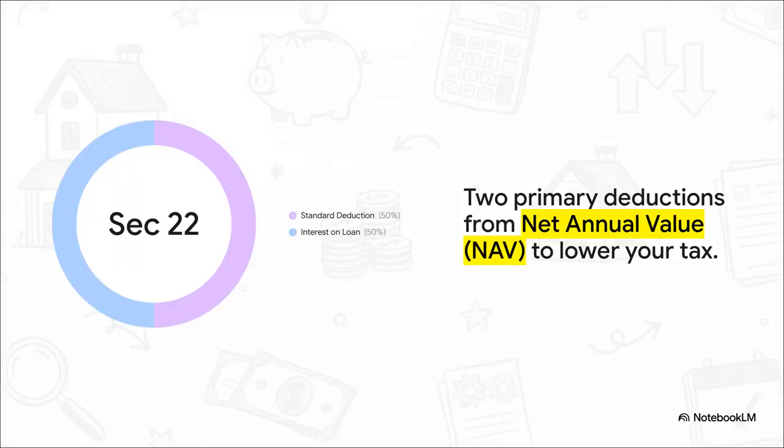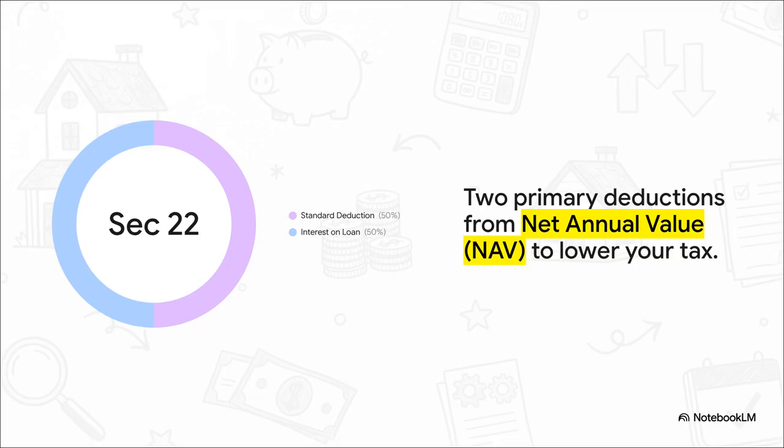You basically get 2 main deductions. First, there's the standard deduction. This is a straight, flat 30% off your net annual value. It's meant to cover your general expenses like repairs, painting, insurance, so you don't have to track every single rupee.